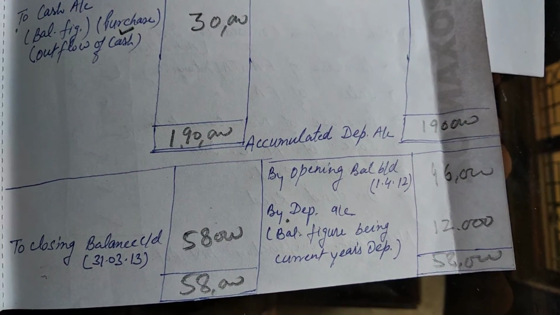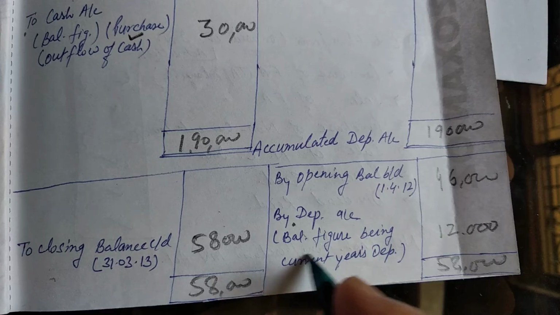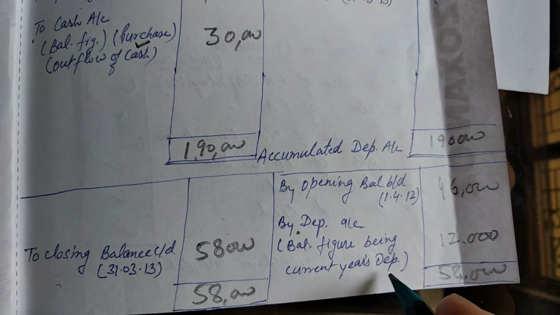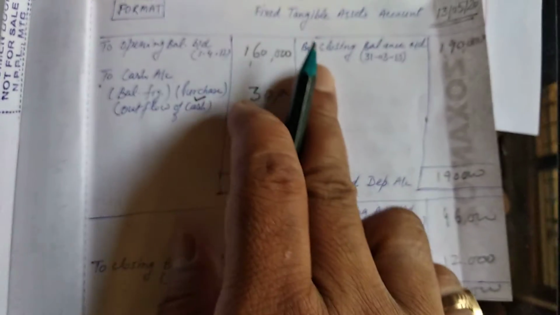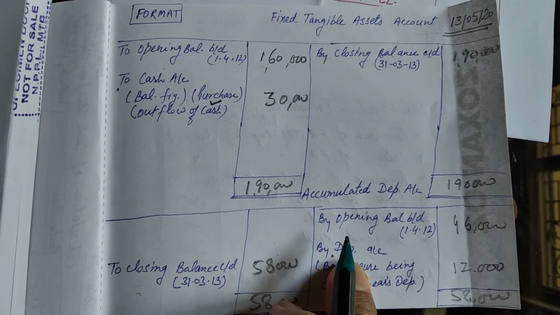So this way we have got depreciation. This is the balancing figure, being current year depreciation. So this is the way to make these two important accounts. Please learn it. Thank you.